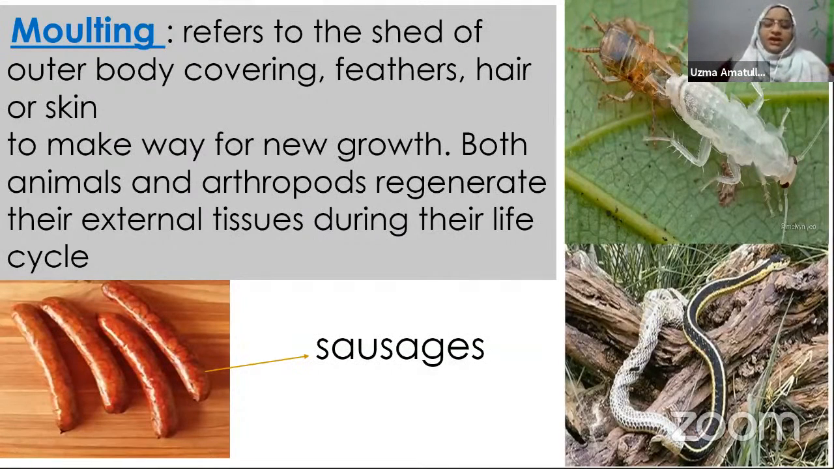Now, what is molting? We have learned in the last slide: first molting, second molting, third molting, fourth molting. So now what is molting? Molting refers to the shedding of the outer body covering.